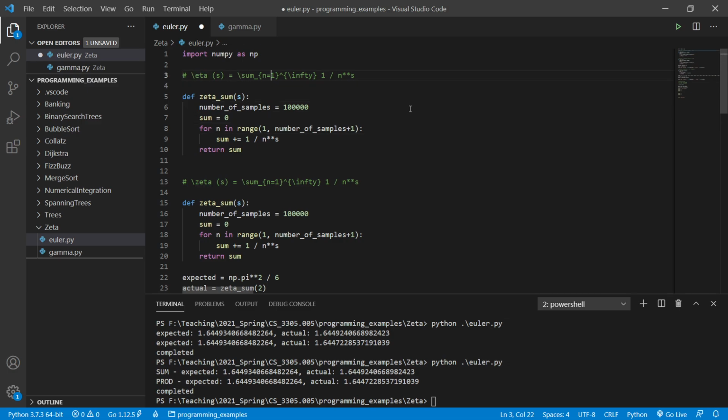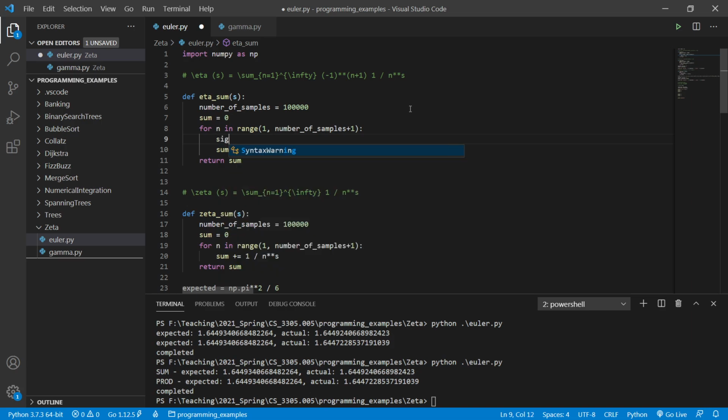So it's the same one, but then we have that alternating sign, (-1) to the n plus 1. Eta is a sum. We'll do, sure, 100,000 samples. Doesn't cost us much. Sum, still a sum. And so now we just have this additional sign that we have to solve.